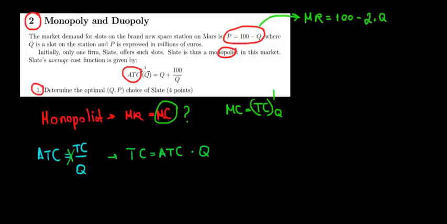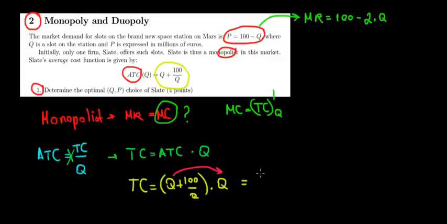And since we already know the average total cost function, we can just substitute it and find out the total cost function. So the total cost will be equal to this function over here, which is Q plus 100 divided by Q, multiplied with the quantity. Now if we open the brackets and we multiply Q times Q, that's going to be Q squared, plus 100 over Q times Q. Well, Q and Q will cancel out, so we will have only 100 left. This is the total cost function.